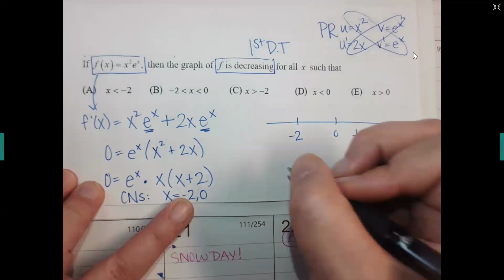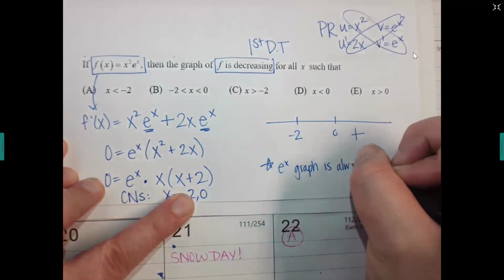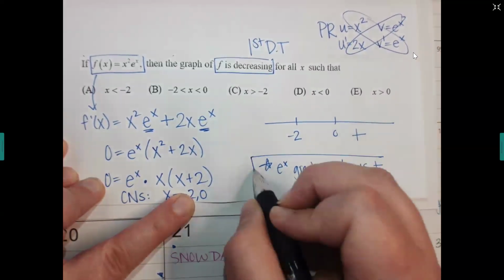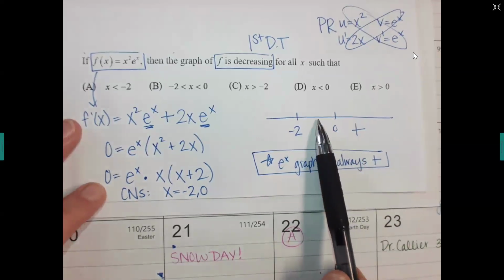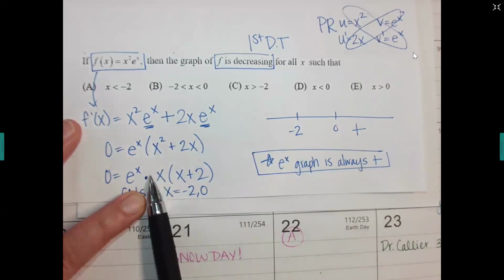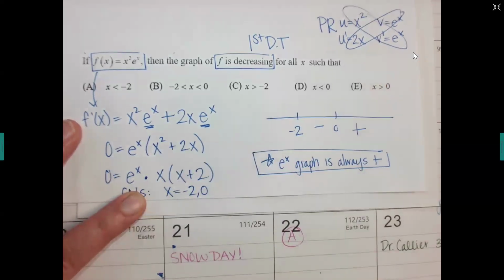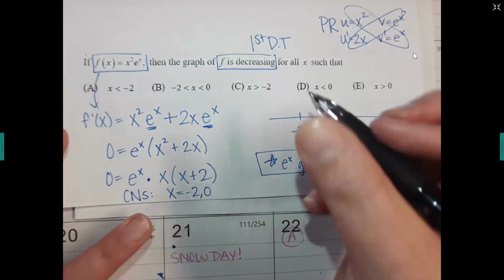This term, even if you plug in a negative into it, it would still be positive. What's my middle section going to come out to be? If I do -1, -1 plus 2 is positive, but what about this x? It would come out negative, which would make it negative over. And then if I go all the way far left, both of these will come out negative, but when I times them together, it'll be positive.